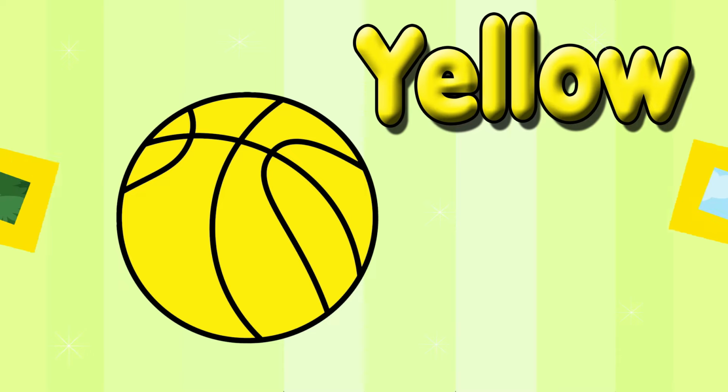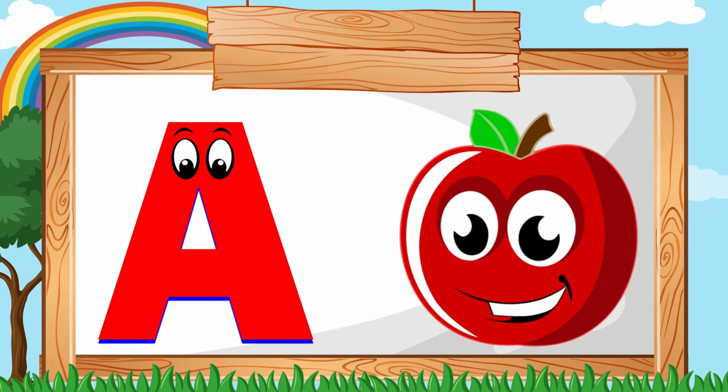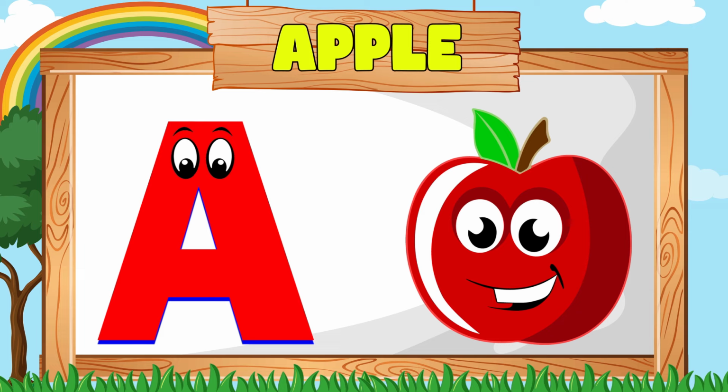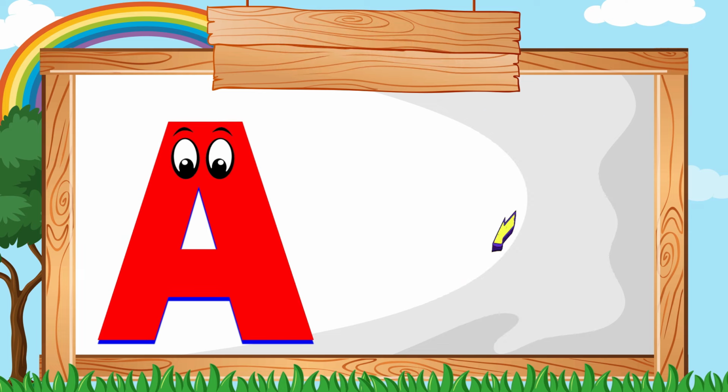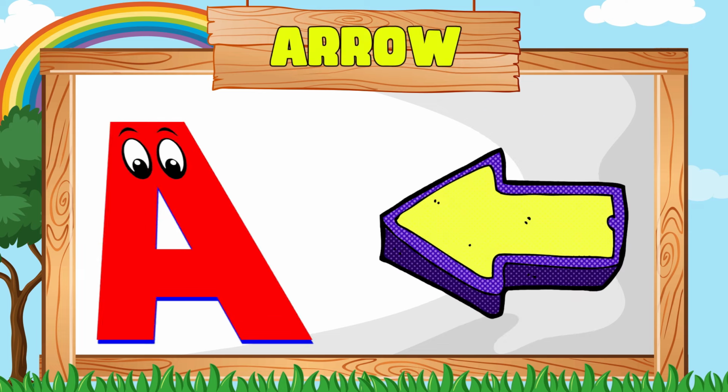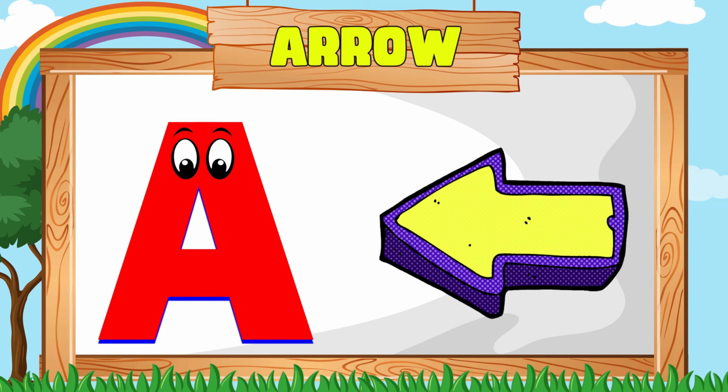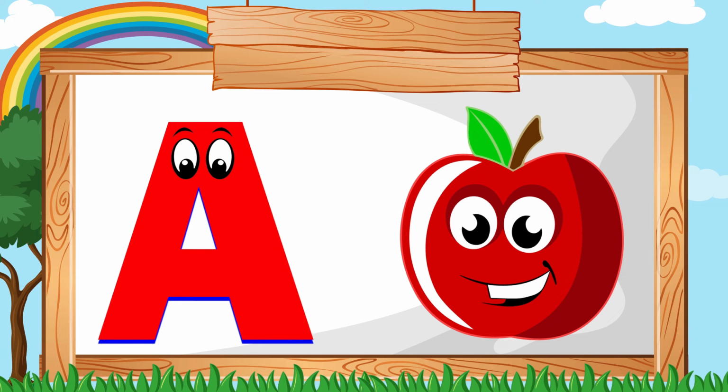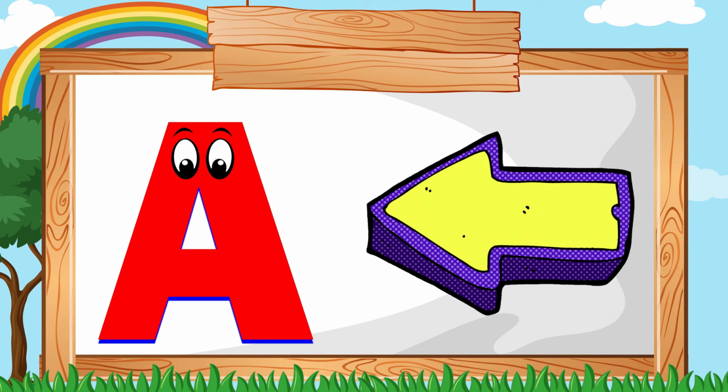Yellow. A is for apple, a, a, apple. A is for arrow, a, a, arrow.